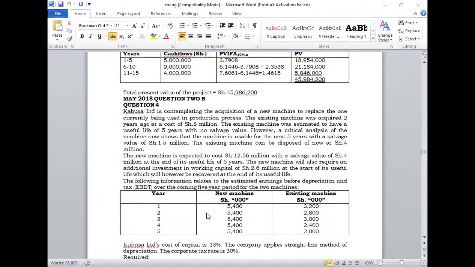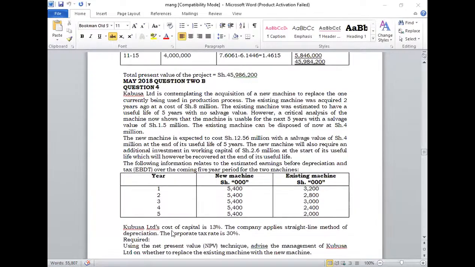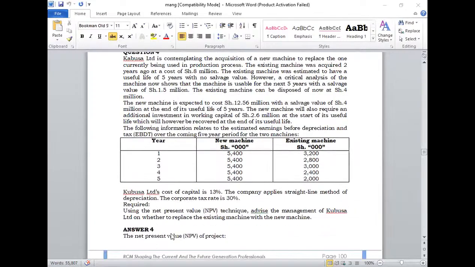The following information relates to the estimated earnings before depreciation and tax over the coming 5-year period for the two machines. We are told here that the company's cost of capital is 13%. The company applies the straight line method of depreciation. The corporate tax rate is 30%. So using the net present value technique, advise the management on whether to replace the existing machine with a new machine.